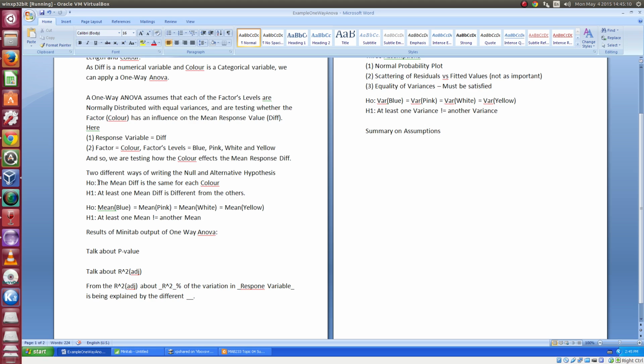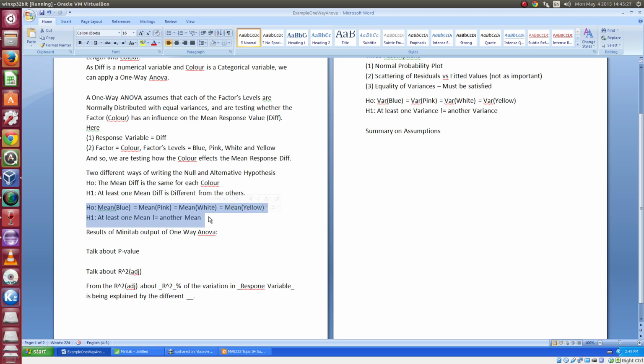So as I said, one way of writing it is that the mean, in this case the difference, which is what we're measuring, is the same for each color. And then, if the null is that they're all equal, the alternative is that at least one is different. So at least one mean is different from the others.